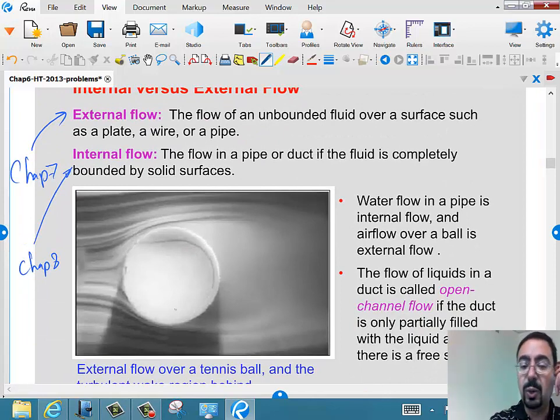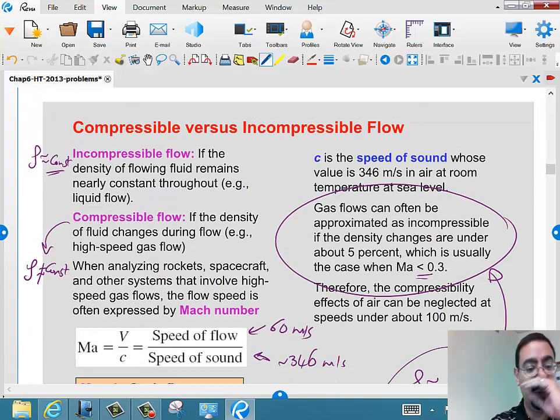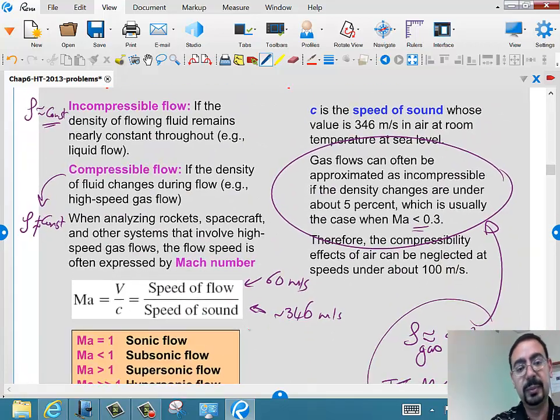So there is something called external flow and internal flow. External flow, that's the flow around surfaces, around an airplane, around a submarine, around a cylinder. And there is internal flow, that's when we go inside a cylinder, inside a duct. So that's chapter 7 and this is chapter 8. And we'll have the formula for each one of them.